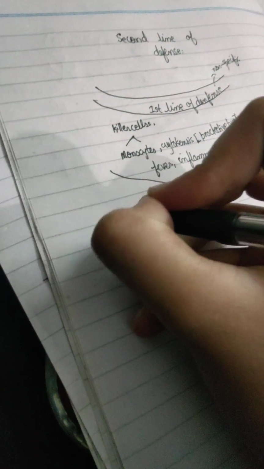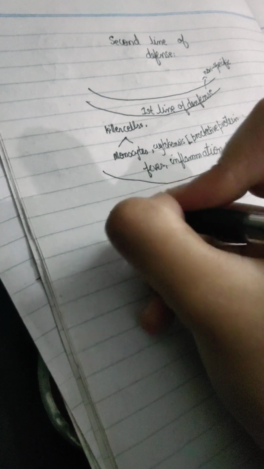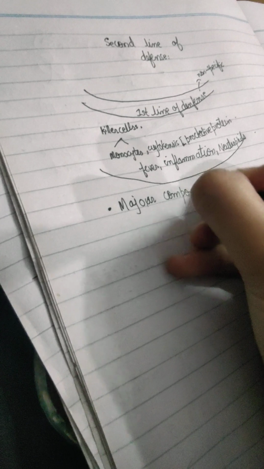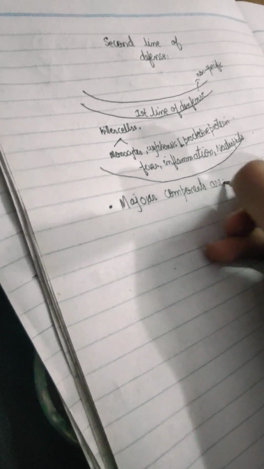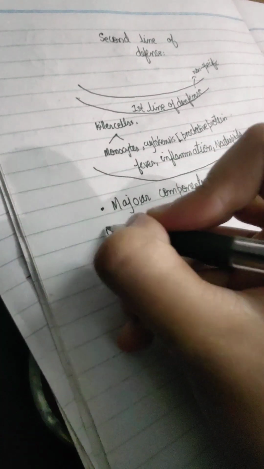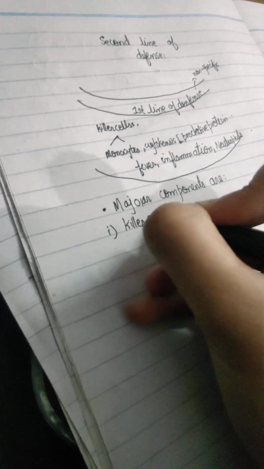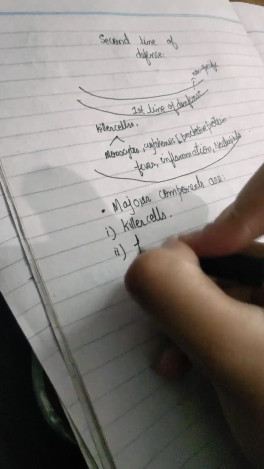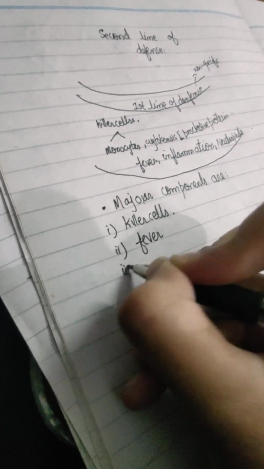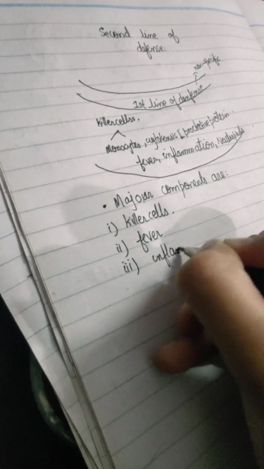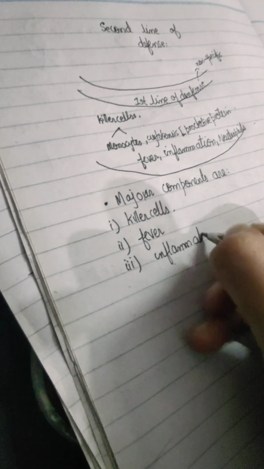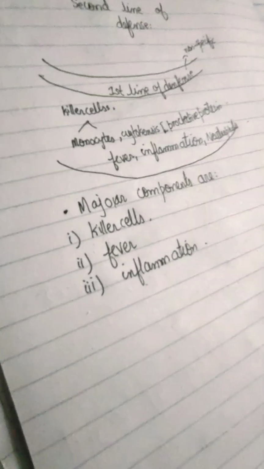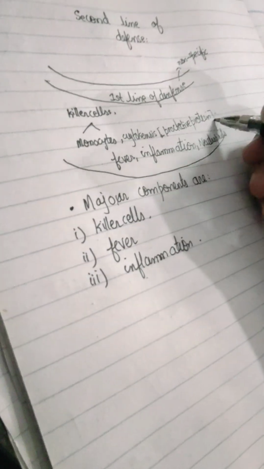The major components of the second line of defense are, number one, killer cells, number two, fever and inflammation. Here one is missing, that is cytokines. Cytokines are not very important, they are just like a protective protein.